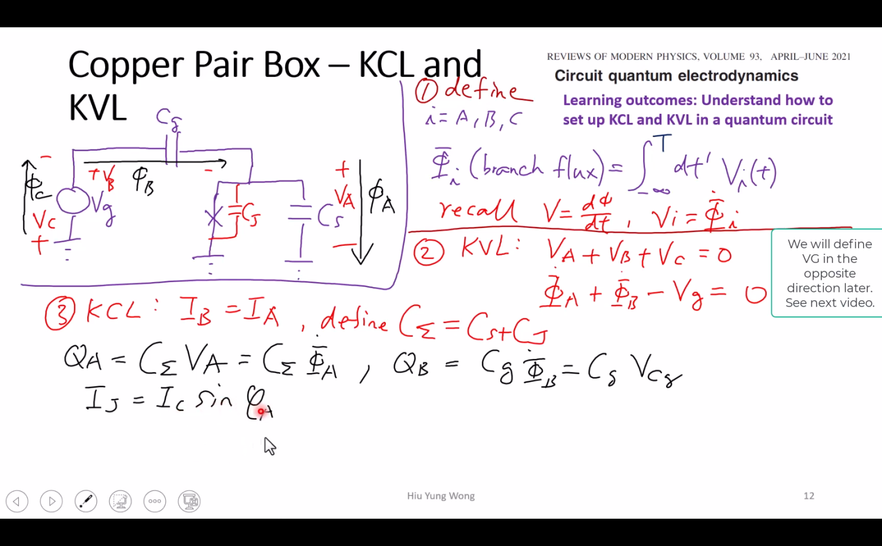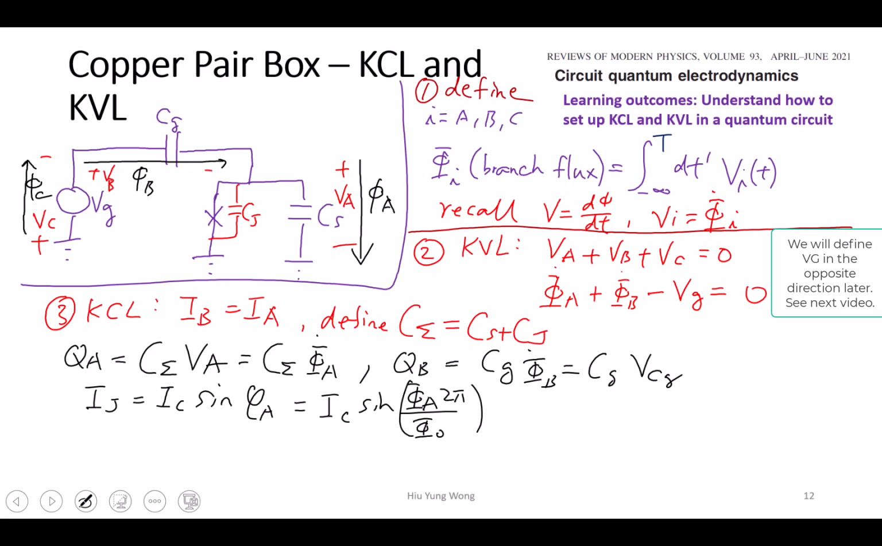Remember the Josephson junction first equation? Critical current times sine of the phase across it. But phase is not the quantity we want. The proper conjugated variable is the flux. So what we need to do is change it to the flux across A, and then divide by the reduced flux quantum, so I need to multiply by 2 pi also.